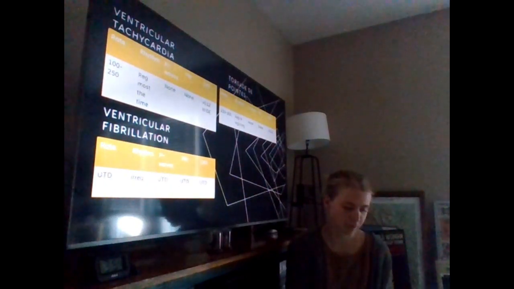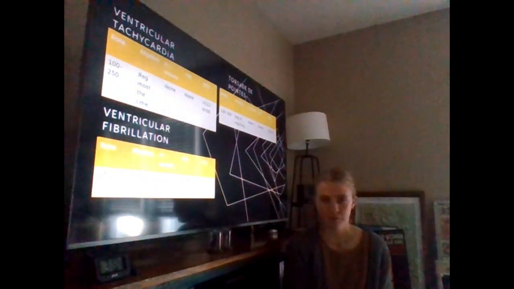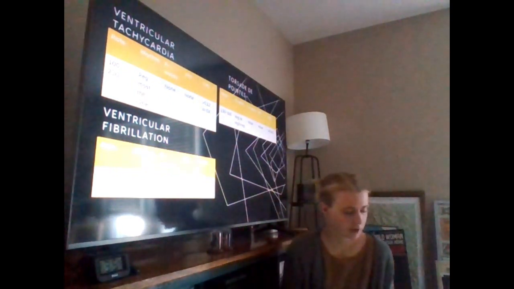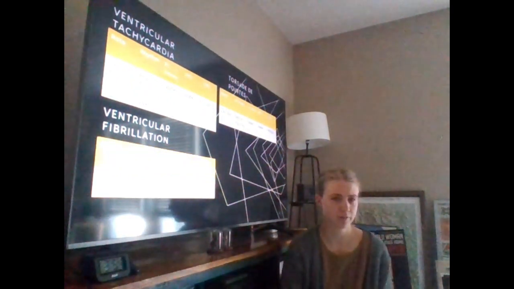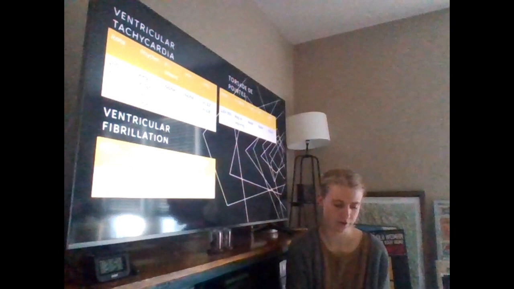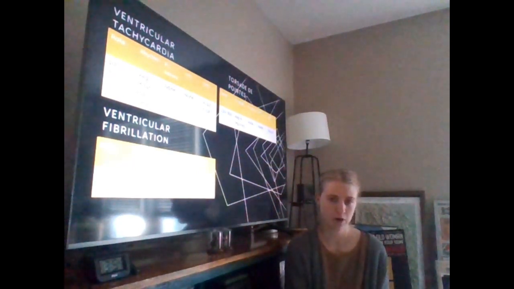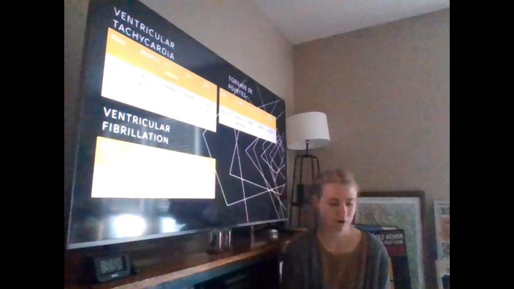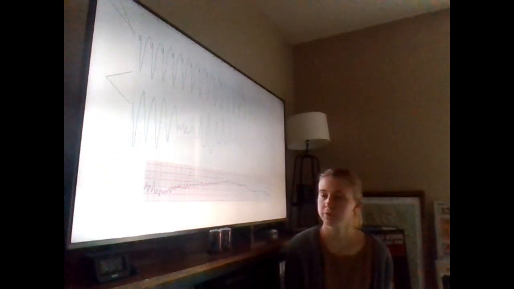Then you have VFib. VFib is everything just kind of quivering, there's electrical activity, but it's not organized. You're not going to have any notable structures. You're not going to have a QRS, you're not going to have a P wave, thus you're not going to have a PRI or any kind of regularity to this rhythm. That's this bottom one. And that will never have a pulse, that is always a cardiac arrest rhythm.